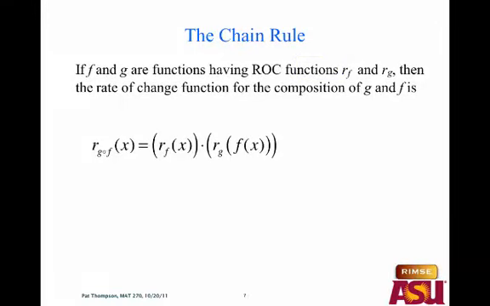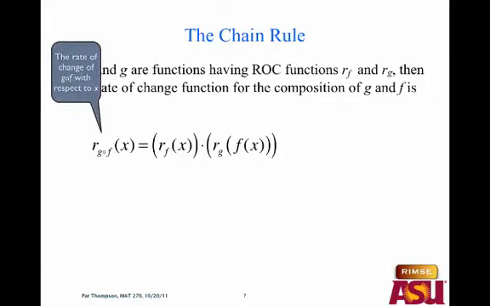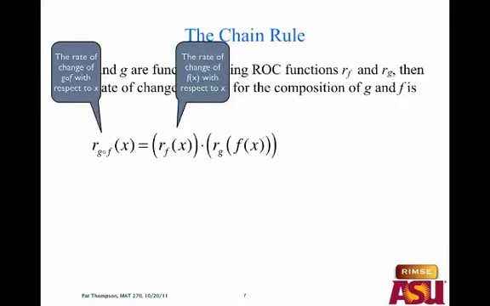So this is, for a composite function then, this is how we calculate its rate of change. What comes first? F comes first. So the rate of change of g composed with f with respect to x is the rate of change of f with respect to x, the interior function.